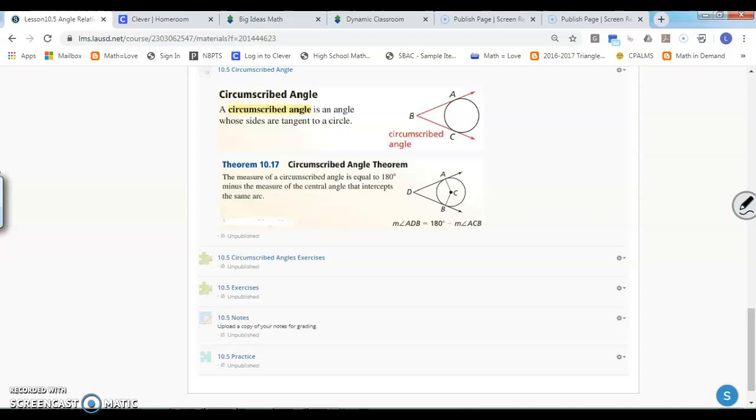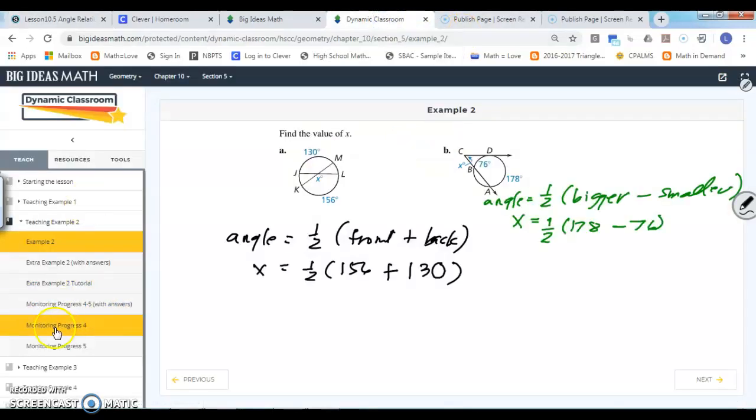Alright, so once you're done with your notes, go ahead and do some examples on how to use a circumscribed angle in computations. And then there are some more exercises that combine everything that we learned. And then you're going to upload your notes, and every lesson comes with a practice or an assessment, so you're going to do that last. So I'm going to end this screencast with some more examples.